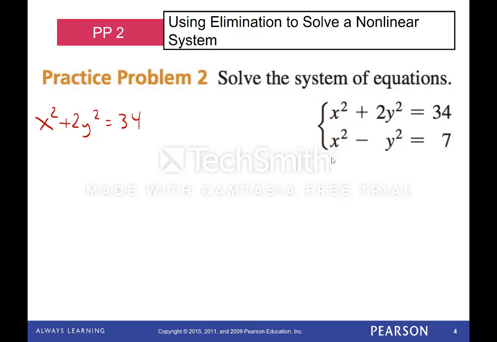I got the top equation here, I got the bottom equation here as well, and I think I'm going to multiply the top, or no, the bottom by 2. That'll make a negative 2y squared, and no change for the top.